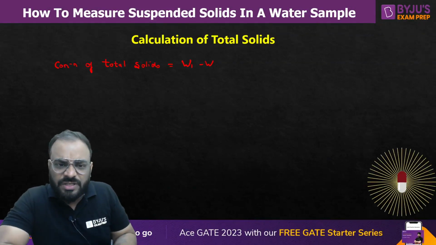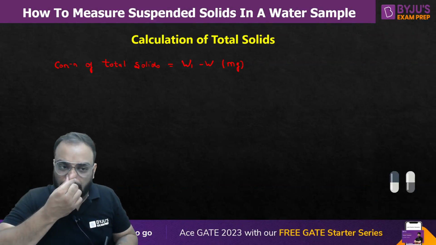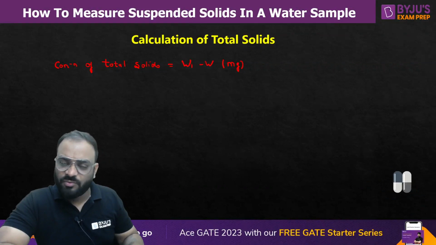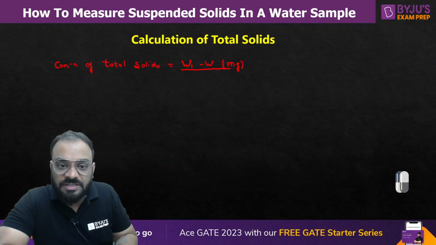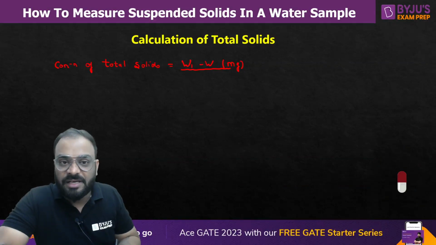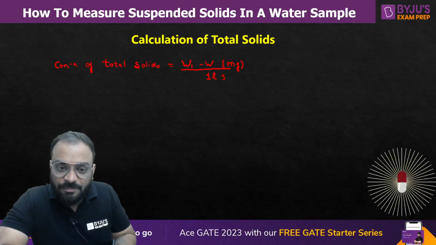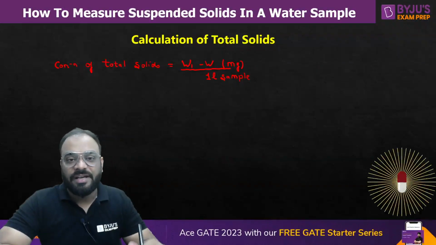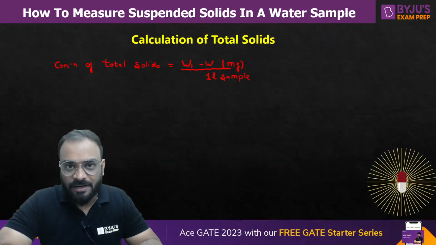Now let us suppose this particular value which we are getting is in milligram. Now tell me guys, how much volume of water you have taken? 1 liter. So definitely this particular concentration is to be represented in terms of milligram per liter. So can I write here guys, we have 1 liter of sample. So that's why this particular value which we are getting over here is in terms of milligram per liter. Now I think you are able to understand how to measure the total solid part.